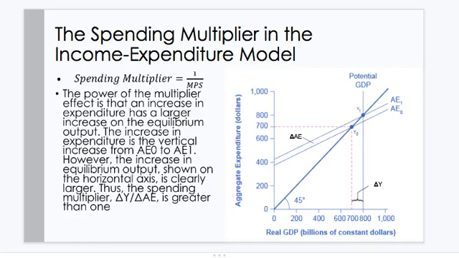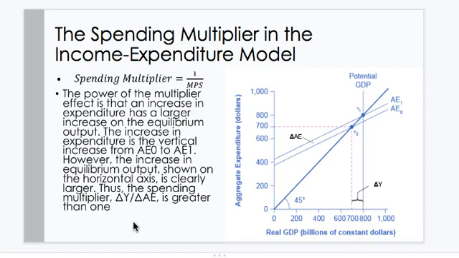The spending multiplier in the income-expenditure model. The spending multiplier is 1 over MPS. You could also think of it as 1 over 1 minus MPC, because MPS equals 1 minus MPC. The power of the multiplier effect is that an increase in expenditure has a larger increase on the equilibrium output.